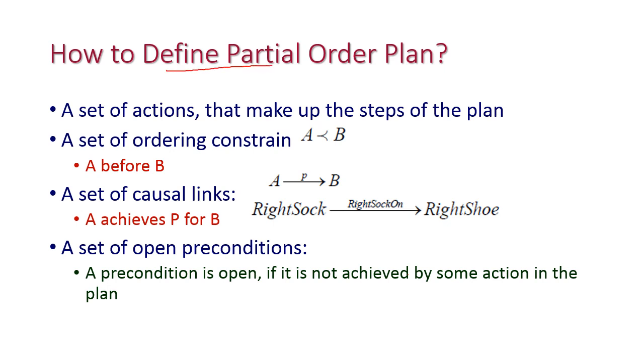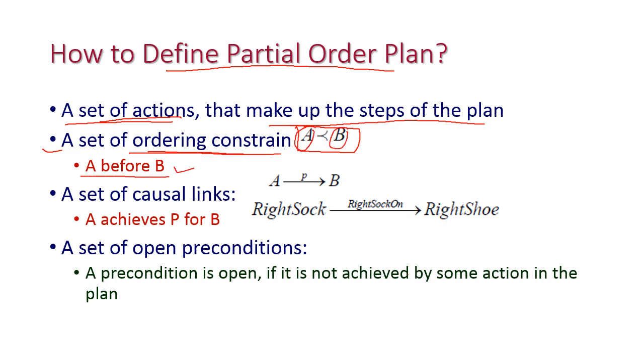How to define a partial order plan? To define a partial order plan, we should have a set of actions that make up the steps of the plan. Next, a set of ordering constraints, such as A before B, that is, state A should come before state B. And a set of causal links, that is, A achieves P for B.